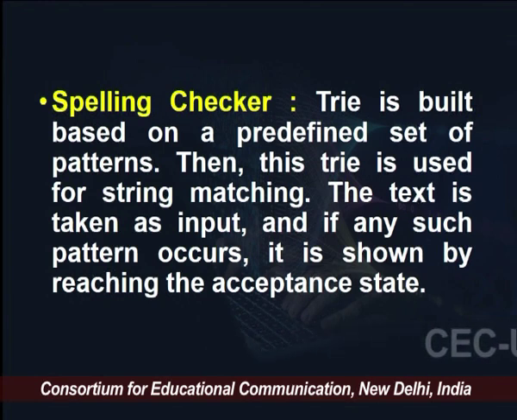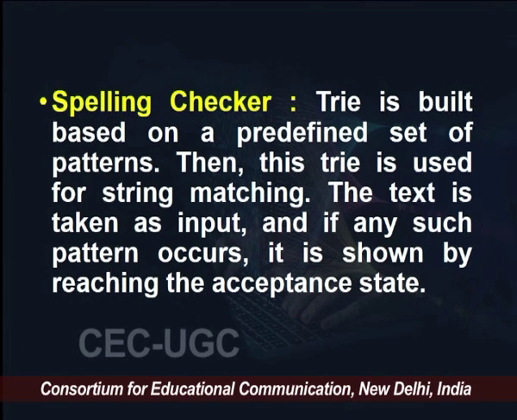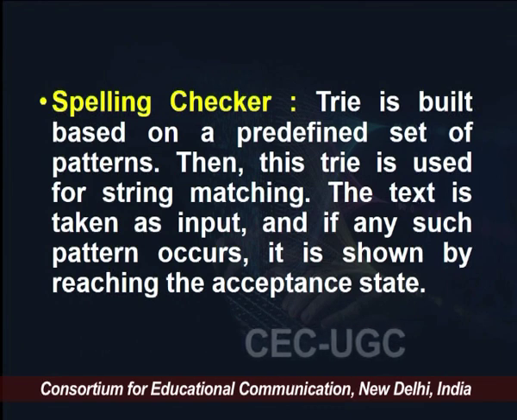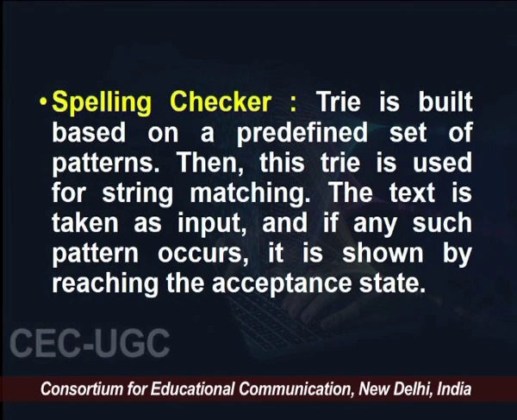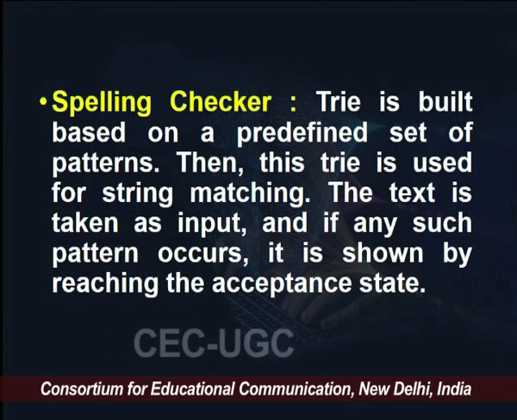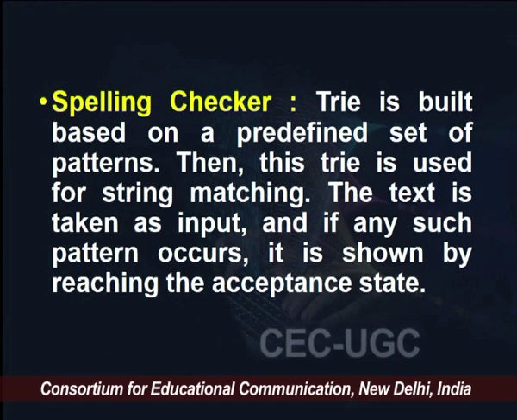Then this trie is used for string matching. The text is taken as input, and it is checked whether any such pattern is occurring or not. If there is an occurrence of that particular pattern, it is shown by reaching the acceptance state. There are different kinds of acceptance states in tries, and I will make you learn tries in our upcoming topics within this series itself.